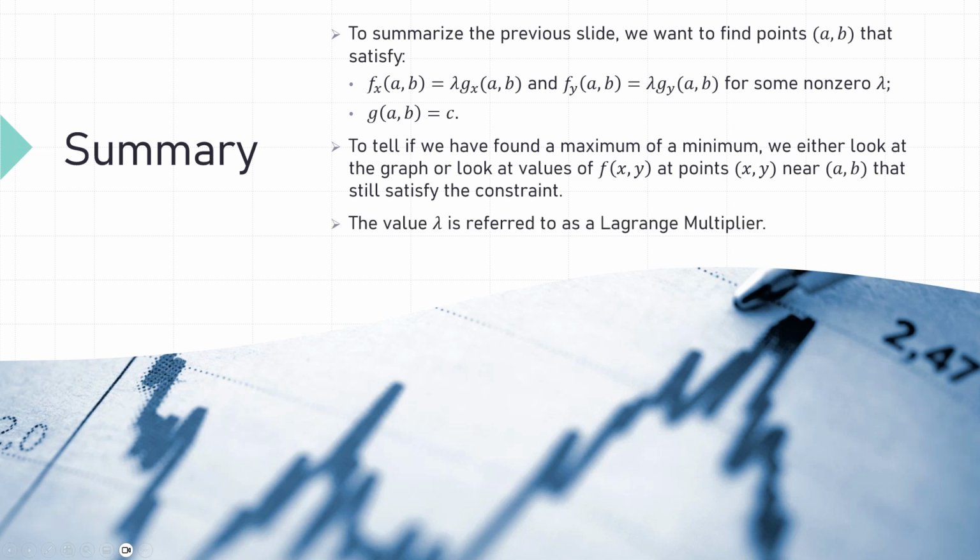And we saw a couple slides ago, this was referred to as the Lagrange multipliers. Well, this lambda here is the Lagrange multiplier, the non-zero scalar between the partial derivatives of the function we're looking at and the constraint.